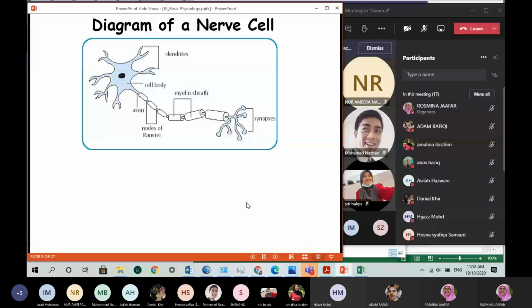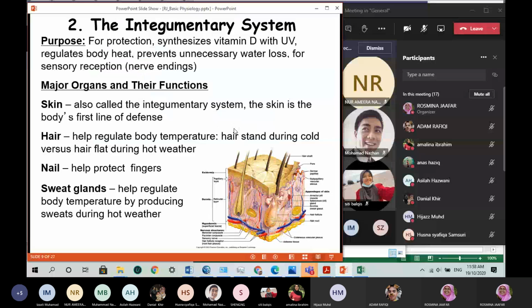Okay, the second organ system that we have is the integumentary system, which comprises your skin, your hair, nails, and the sweat glands. These are actually a protection system. You separate the external from the internal body. And the purpose is for protection, also to synthesize vitamin D, because your skin has lots of cells that can convert vitamin D. This is from sunlight.